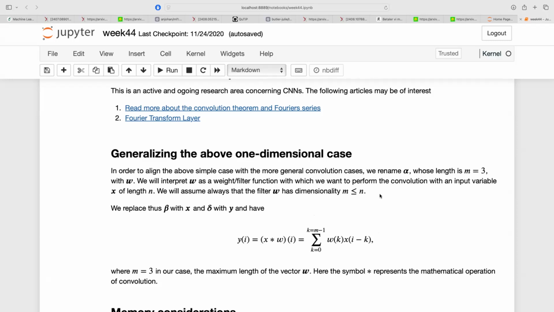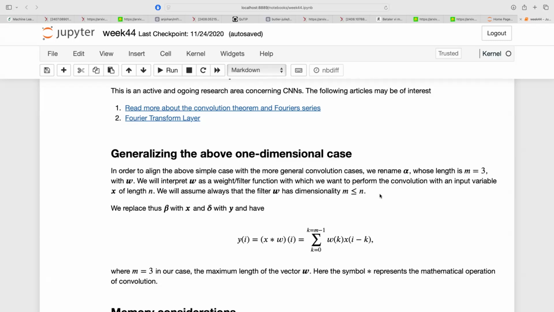So we will assume, and this is pretty common, that this filter has a smaller dimensionality than your input value x. So x can now represent your image, which you're feeding into a network, and that could be a large matrix. In our case here, this is just a vector.